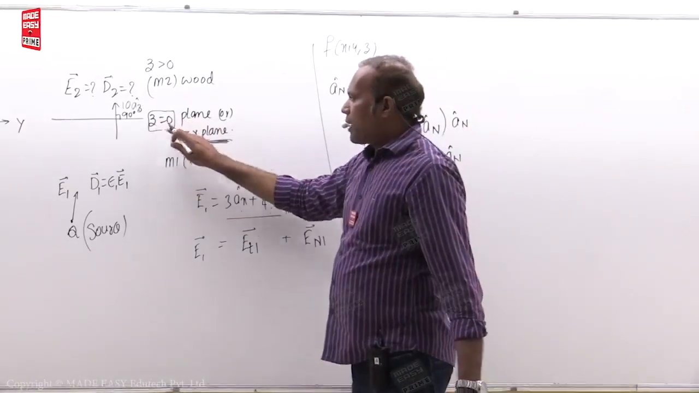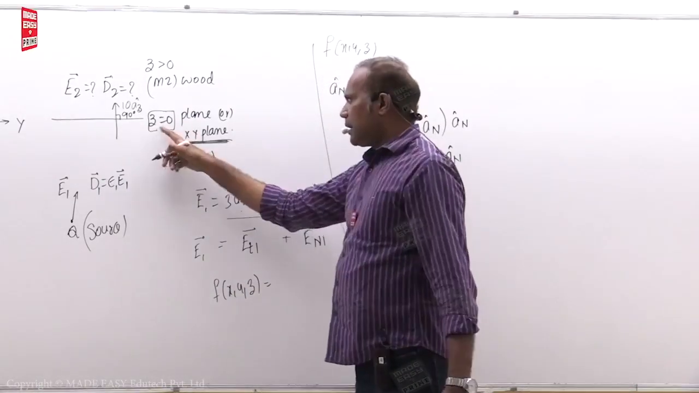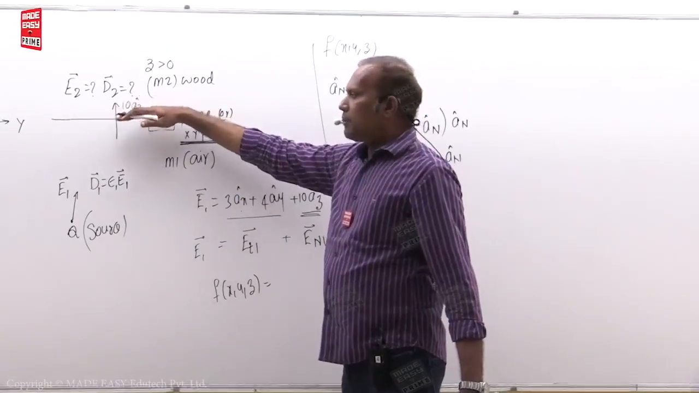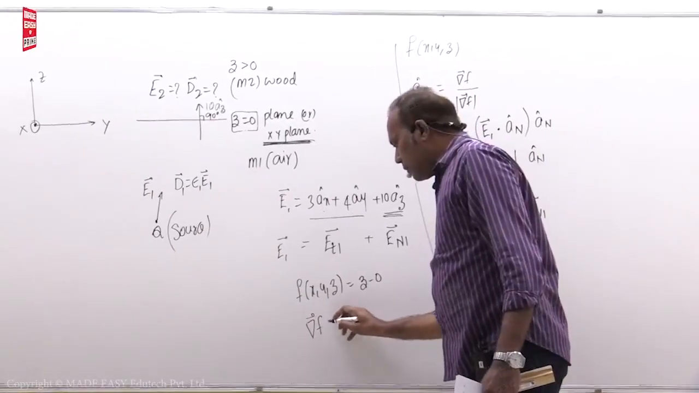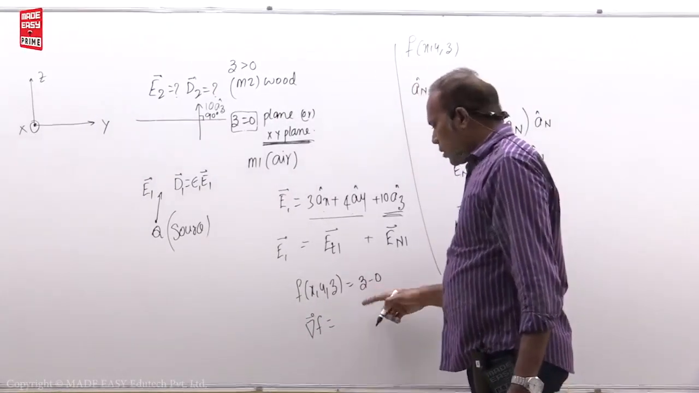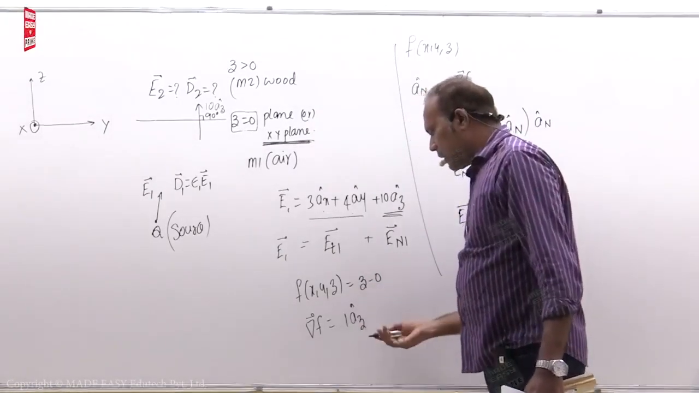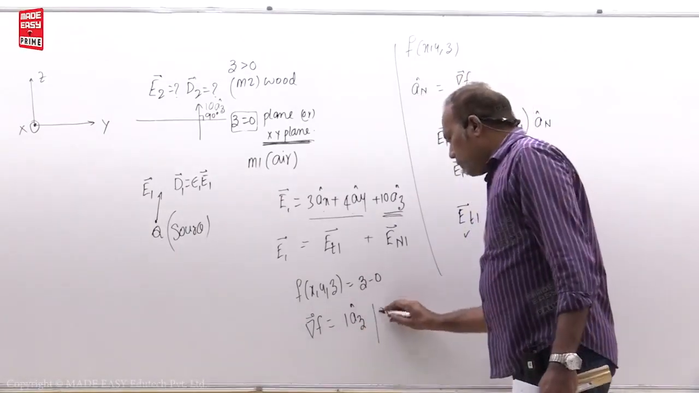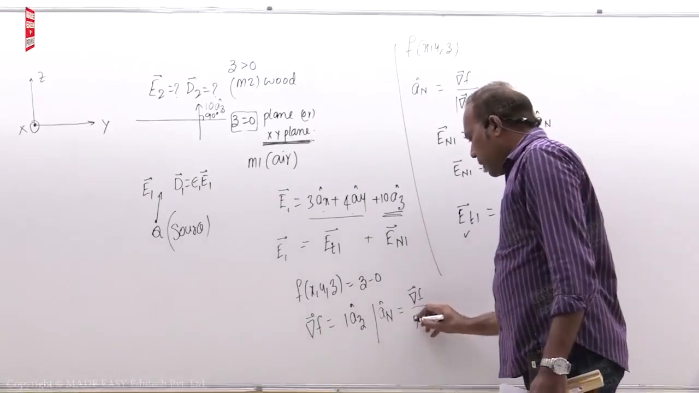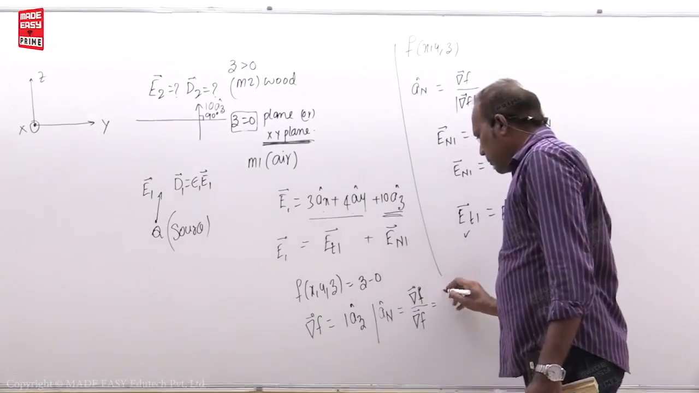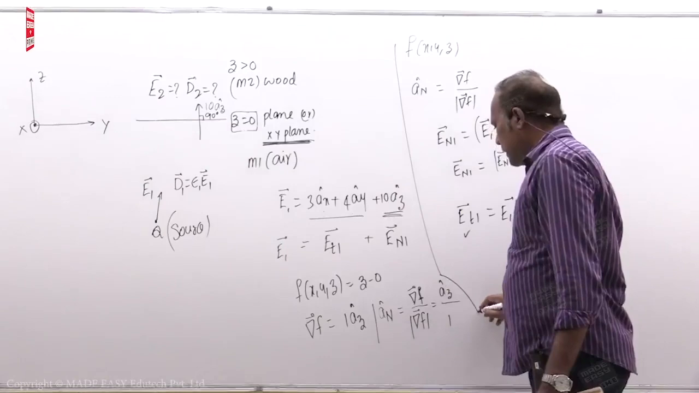Here the surface function f(x,y,z) = 0 is the equation of this boundary surface, so that is z minus 0. Now gradient of f is ∂f/∂x = 0, ∂f/∂y = 0, ∂f/∂z = 1, so grad f is az. Now an cap is equal to grad f divided by modulus of grad f, that is nothing but az divided by modulus of az, which is 1, so that is az.